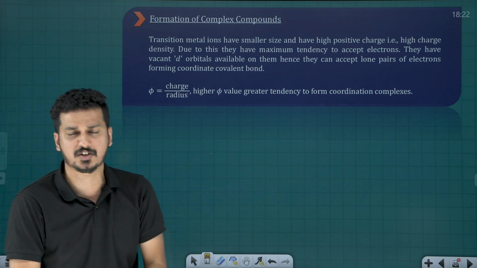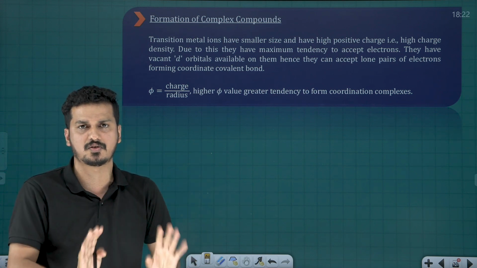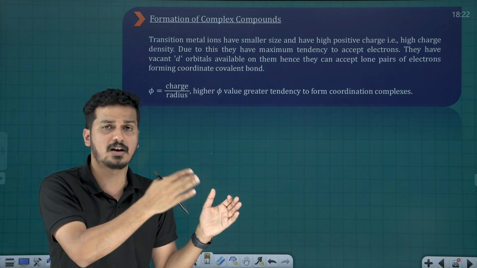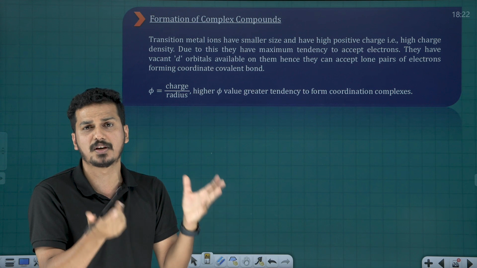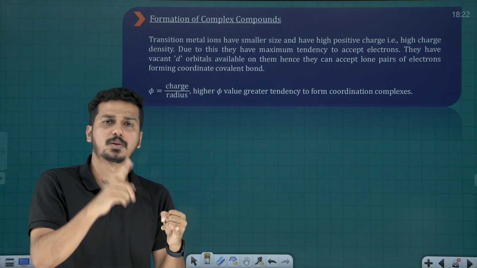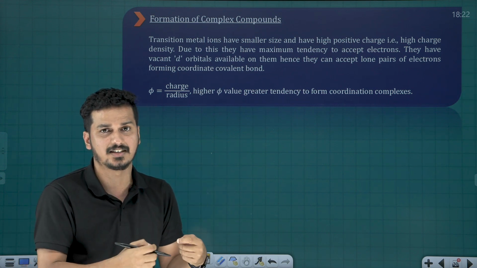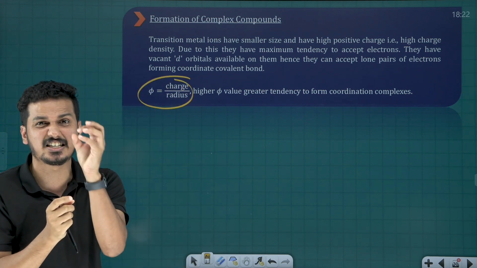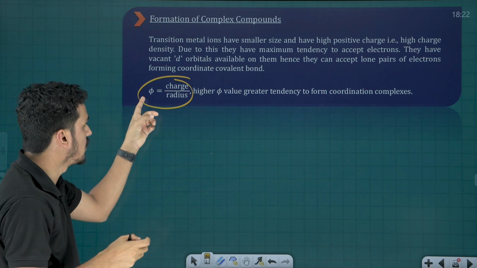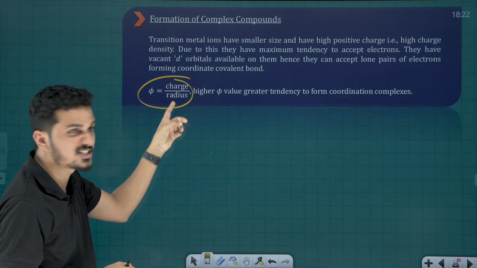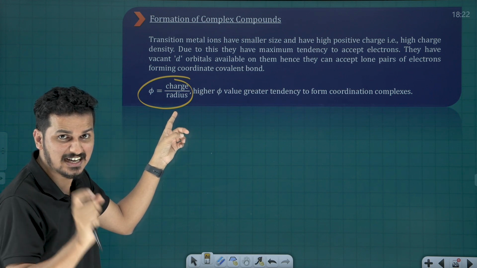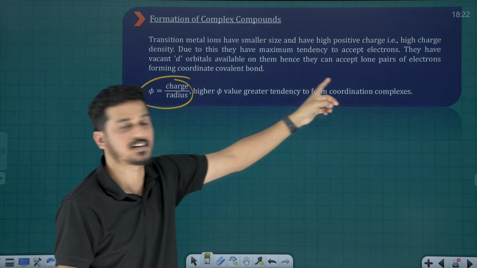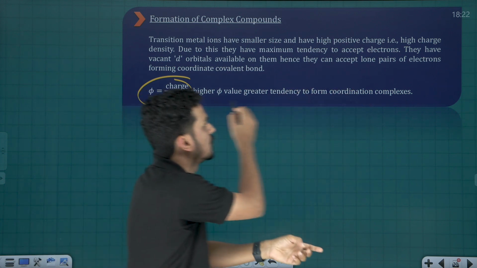That is the formation of complex compounds. D block elements mainly form coordination compounds, because coordination chemistry is the continuation of D and F block elements. Why? They have vacant D orbitals, so they can gain electron pairs from the ligands, especially because their size is smaller. Phi is equal to charge by radius ratio. The higher the charge by size ratio, the higher the phi value, and the greater the tendency to form coordination complexes. Keep that concept in mind.